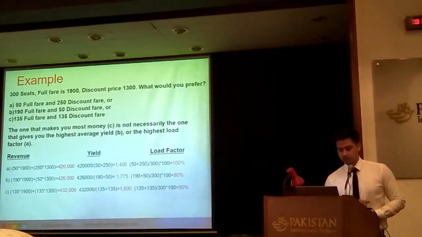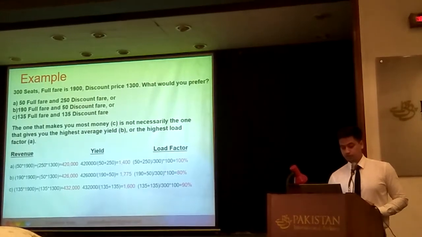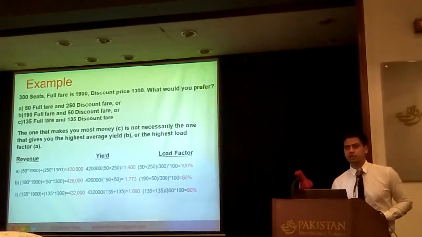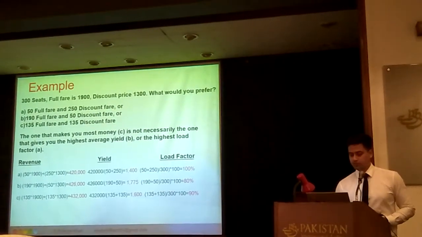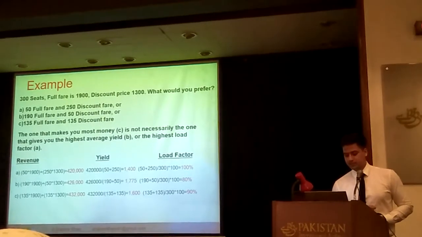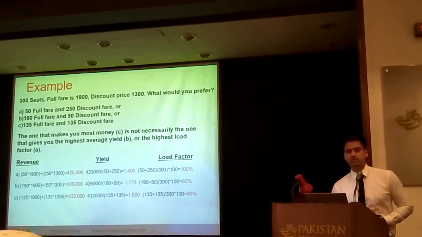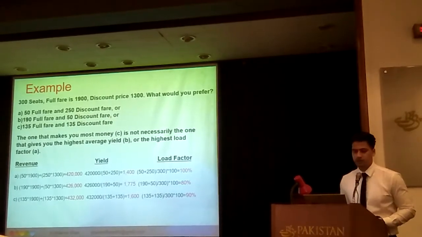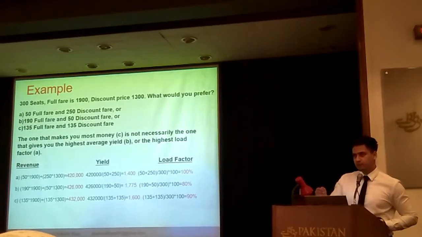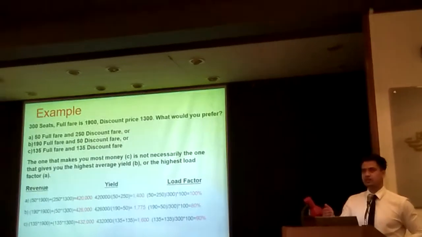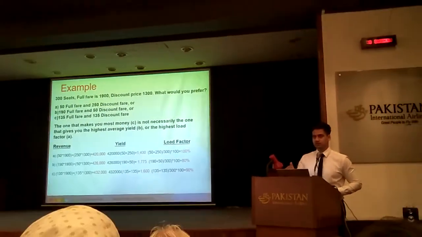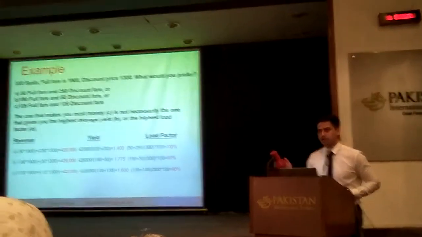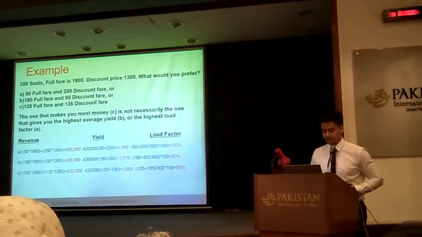So these are three kinds of situations you generally have on your aircraft. In situation A, you sell 50 tickets to full fare passengers, and you reserve 250 tickets for the discounted passengers. In the second situation, you sold 190 tickets on full fare and 50 on discounted fare. And in the third situation, 135 on full and 135 on discounted. Remember that all three situations have different load factors, with different numbers of people traveling, because some agreed to pay the higher fare and some did not.